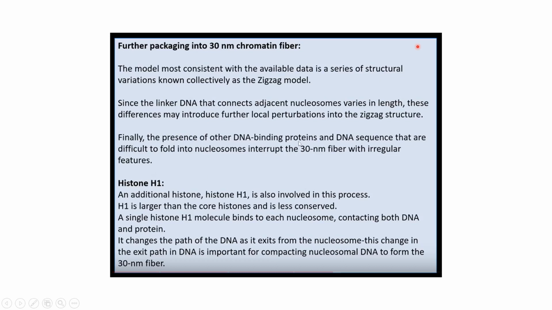And finally, the presence of other DNA binding proteins and DNA sequences that are difficult to fold interrupt the 30 nanometer fiber with irregular features. So apart from histones, there are other DNA binding proteins present on the DNA, which further facilitate or inhibit the folding. At some regions there will be a DNA binding protein, at other regions that protein might not be present. So due to that, unequal folding will be present during the whole chromosome organization.